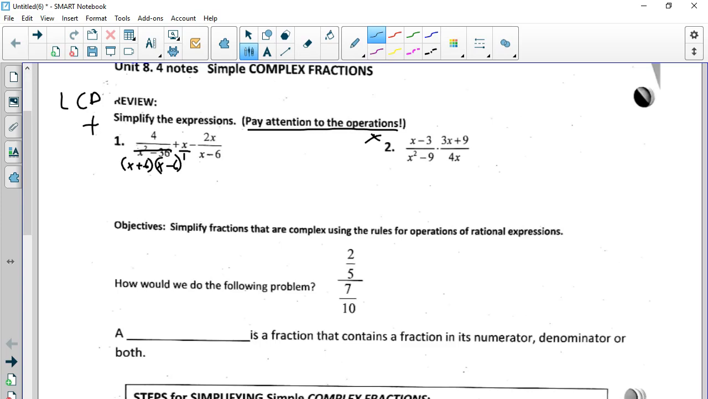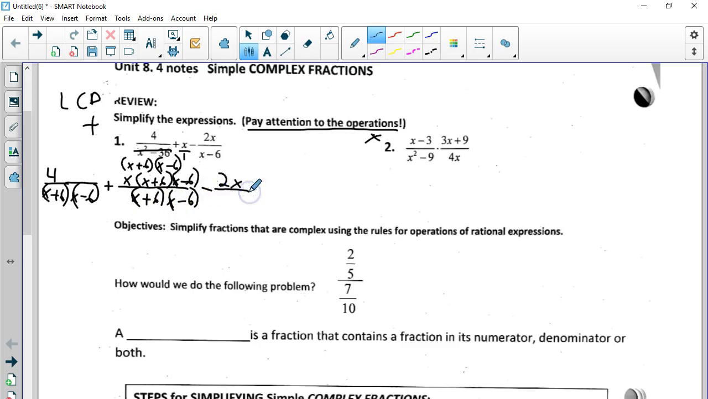So this is going to take a lot of room, so I'm just going to start over here. Our first fraction stays like so. No big deal. Then, on our other fraction, we have an x on top, and we're going to multiply by x plus 6, x minus 6. And that gives us the same on the bottom. And then we're going to do minus 2x.